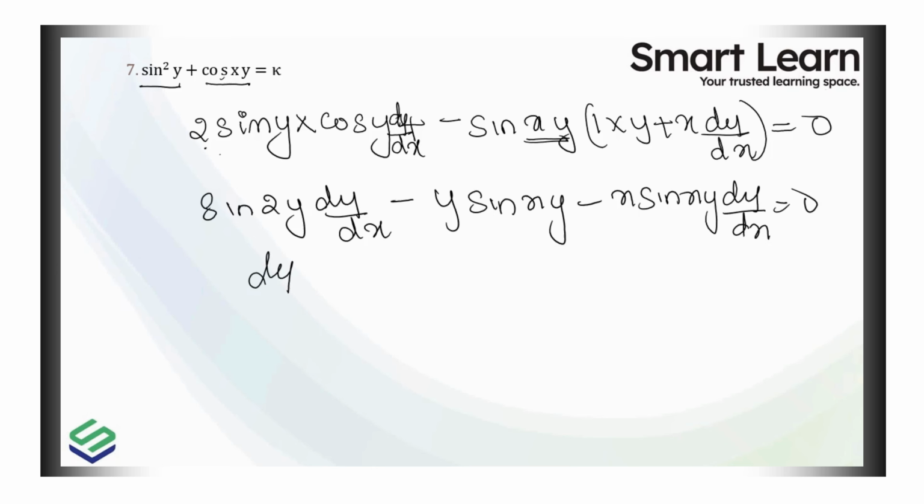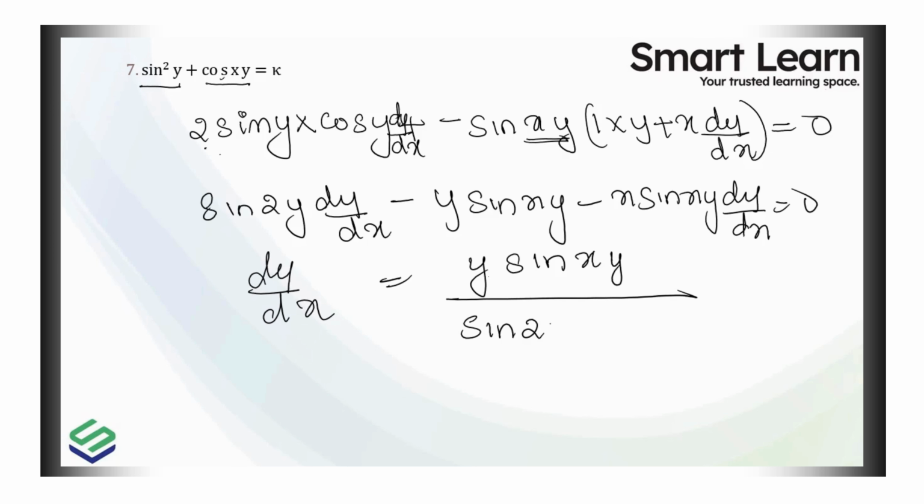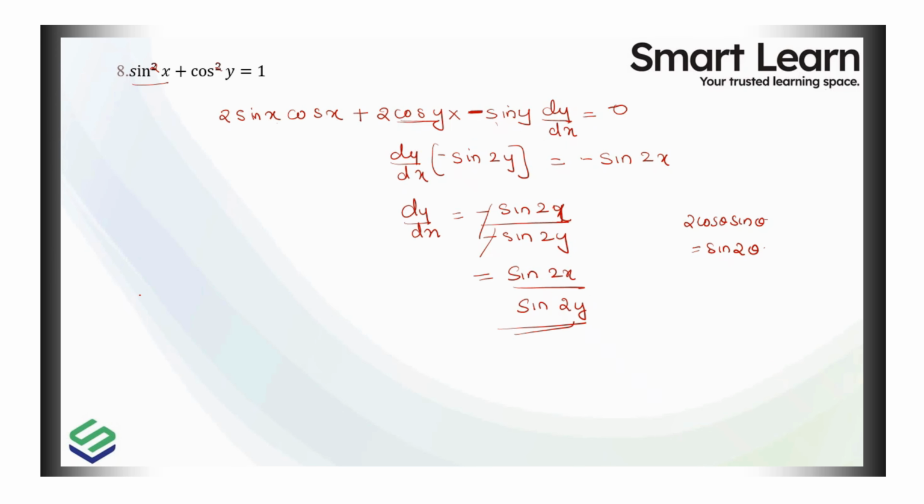dy/dx is equal to this: minus y sin xy to the other side will become minus plus sin y plus y sin xy, divided by sin 2y minus x sin xy. This is our answer. I hope this is clear. Then next question.